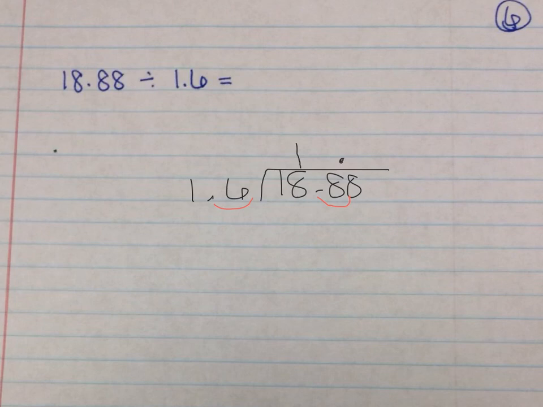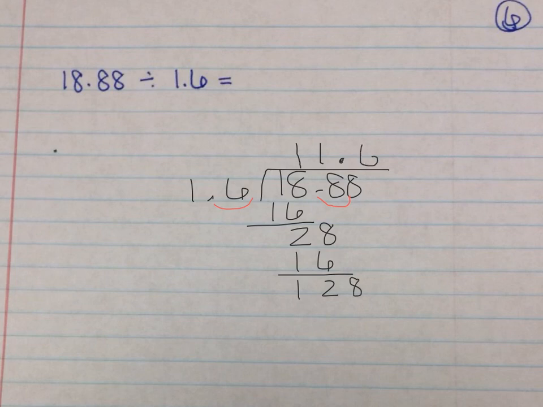Okay, so 16 goes into 18 one time. Bring down the 8. 16 goes into 28 one time. We'll subtract. We have 2 and 1 here. And then we'll bring down the 8. 16 goes into 128 6 times. We're left over 0, so the answer is 11.6.